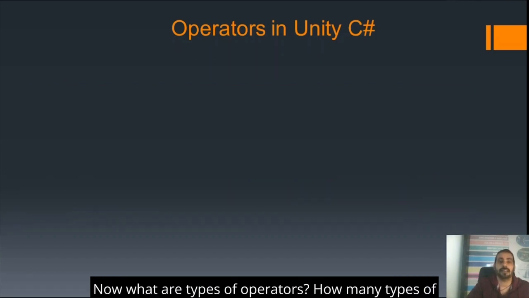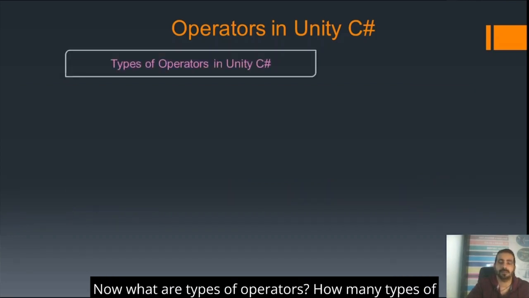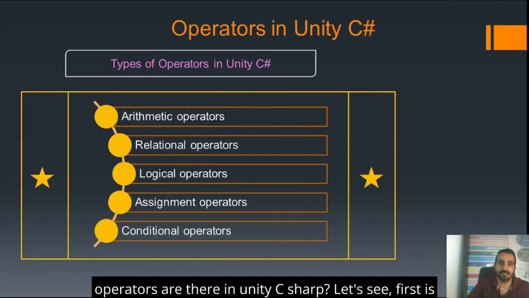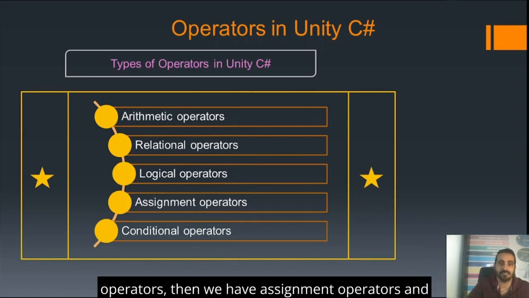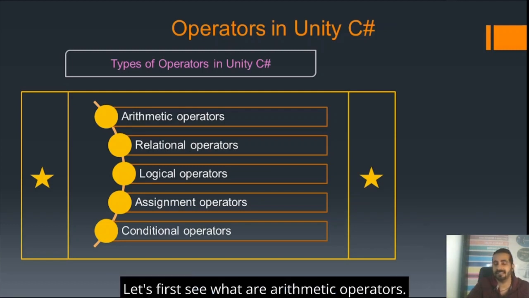Now, what are the types of operators? How many types of operators are there in Unity C#? Let's see. First is arithmetic operators, then we have relational operators, logical operators, assignment operators, and conditional operators. Let's first see what arithmetic operators are.